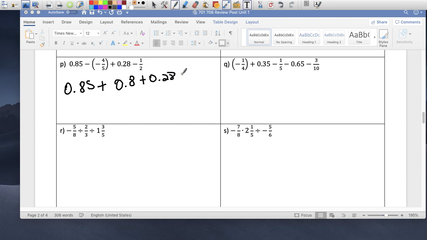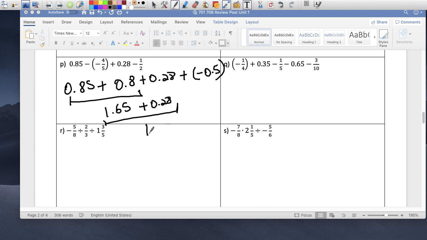And the last one, I'm going to change that subtraction to addition. And I change the half to negative 0.5. So I change everything to decimals. So if I add these two, I get 1.65. And then I'm going to add the plus 0.28. And that's going to give us 1.93.